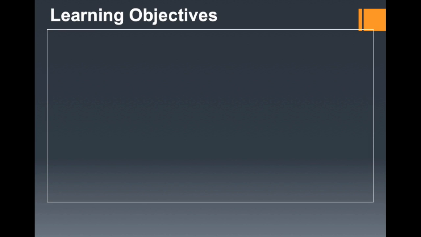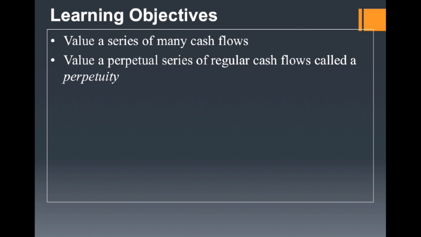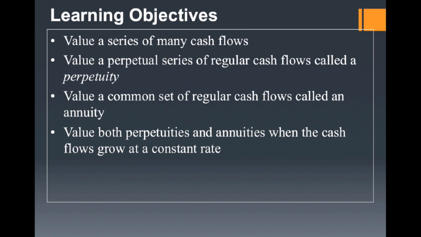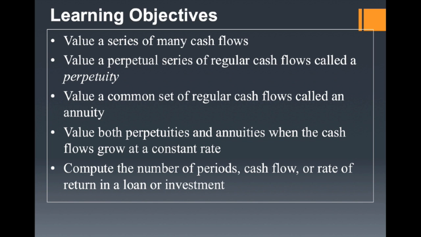So these are the learning objectives. When you're done with this chapter, when you're done listening to these videos, going to class, reading the chapter, doing your homework and the quizzes, you will know how to value a series of many cash flows, whether they're even or uneven, and value a perpetual series of regular cash flows called a perpetuity. You're going to be able to value a common set of regular cash flows called an annuity. And when those cash flows grow at a constant rate, you're going to be able to value the perpetuities and annuities and compute the number of periods, cash flow, and rate of return on a loan or investment.